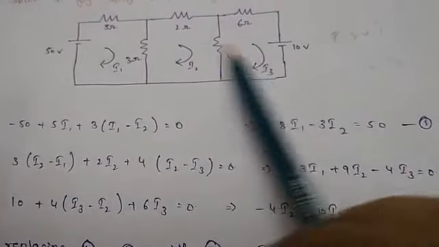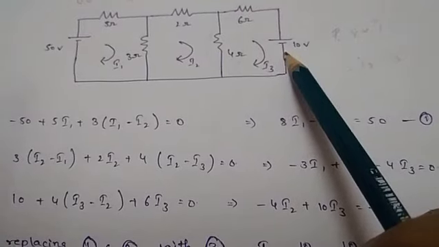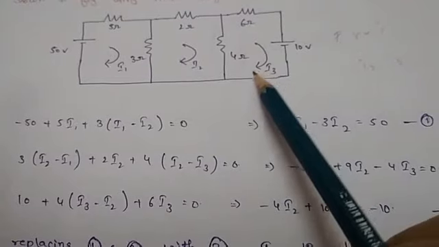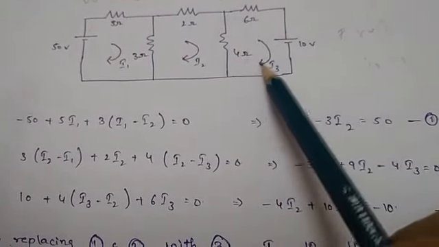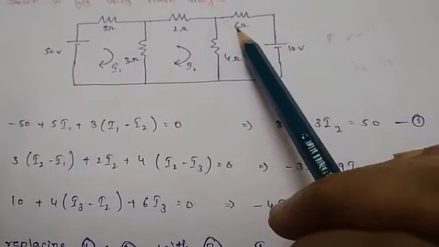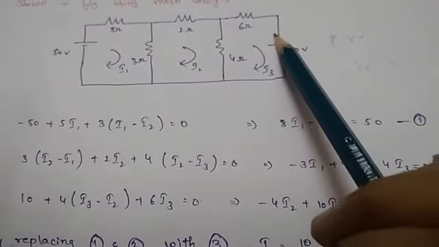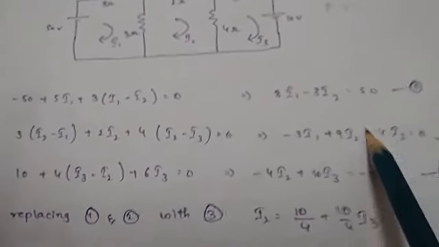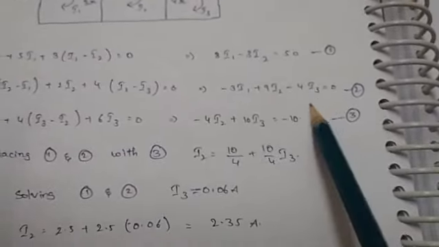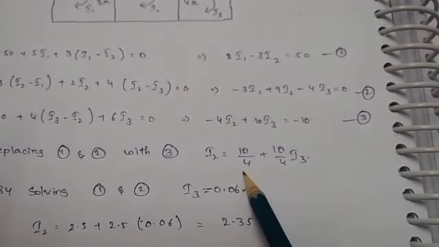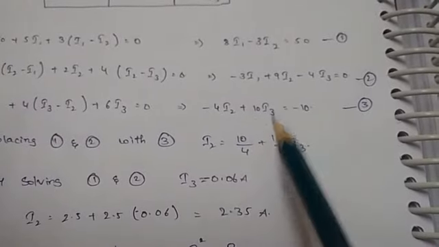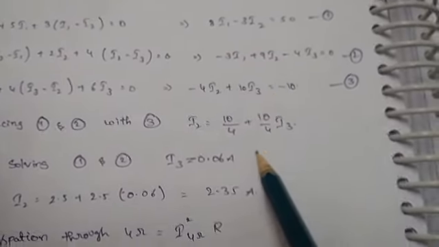Whereas coming to your third mesh, we are having one more source, so 4 into I3 minus I2, because I am going with the I3 current direction, plus 6 I3, and the arrow mark touches the positive direction, so plus 10. So if I write all the 3 equations, I will get the relation in terms of I2 and I3, and from I2 and I3, if I substitute in the remaining 2, I will get the values of the currents.